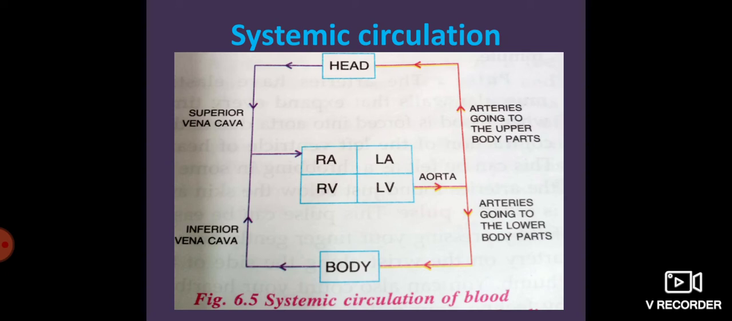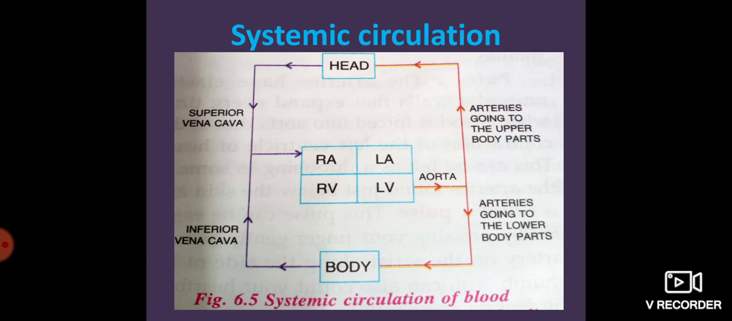In this process, the oxygenated blood from the left auricle is pushed into the left ventricle, and from the left ventricle, that blood is pumped into where? The blood is pumped into the aorta, which is the largest artery. From the aorta, different branches and arteries carry that oxygenated blood to different body parts, except which organ? Except the lungs.